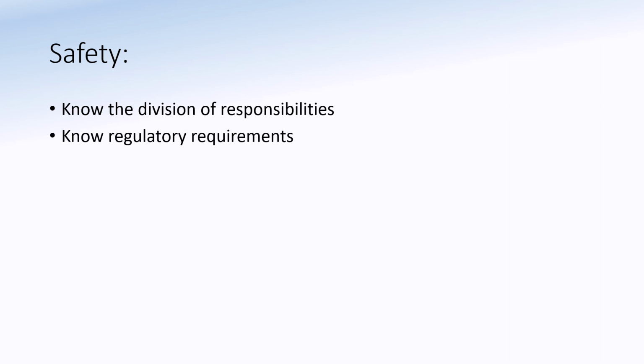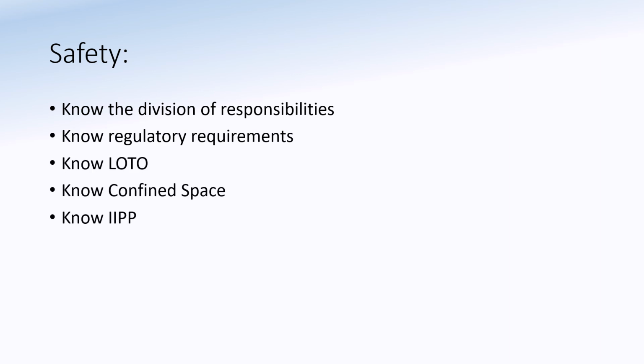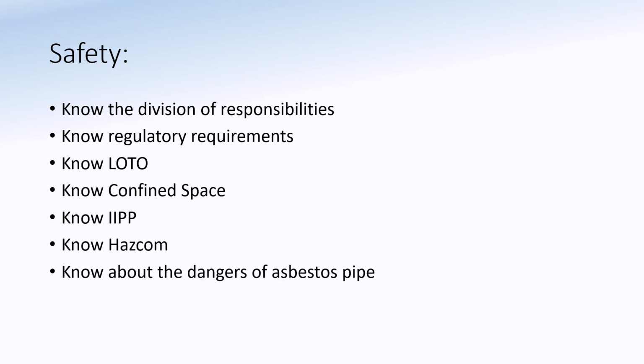All right, we covered safety. We want to know the divisions of responsibilities. That would be employee, supervisor, manager, regulatory requirements, lockout, tagout, confined space, your injury and illness prevention program, HAZCOM, the dangers of asbestos pipe. Yeah, we spent quite a bit on that. And then you don't need to know math for this section.